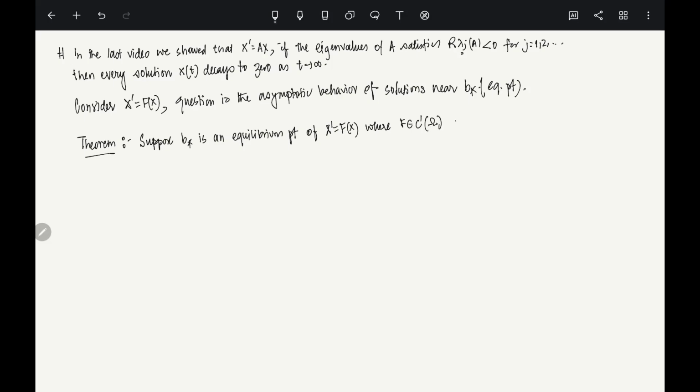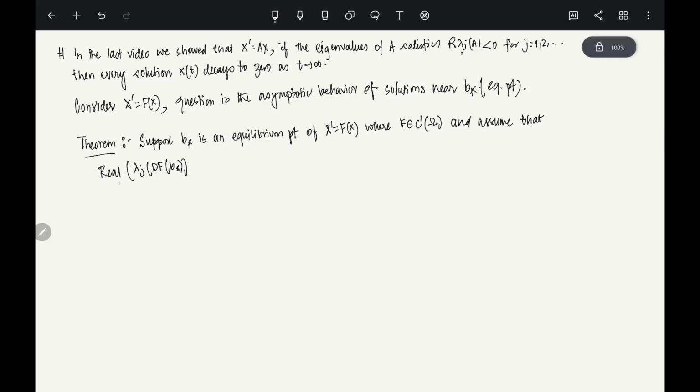Assume that the real part of the eigenvalues, so you look at the eigenvalues of df at b star. What is df at b star? It is basically the derivative of the function f evaluated at b star. f is a C1 function, so df is defined. df at b star is a linear map, so basically it's a matrix. And we can talk about the eigenvalues of the matrix.